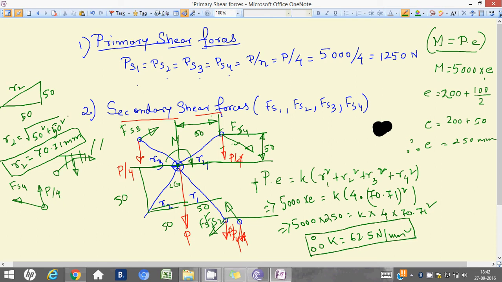Next, if you see, this angle is theta. If you want to find theta, it's tan inverse of 50 by 50, which will be equal to 45 degrees. Or theta is 45 degrees. This is the theta between the fourth and the first unit, the angle between the primary shear force and the secondary shear force. So we find out the value of R, the value of K, and the value of theta.